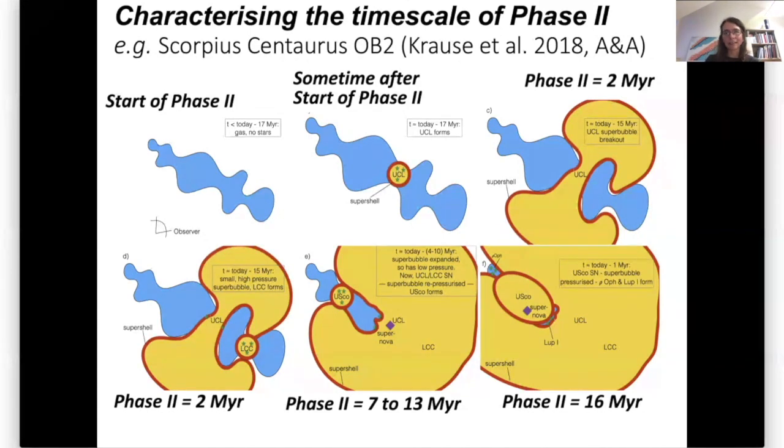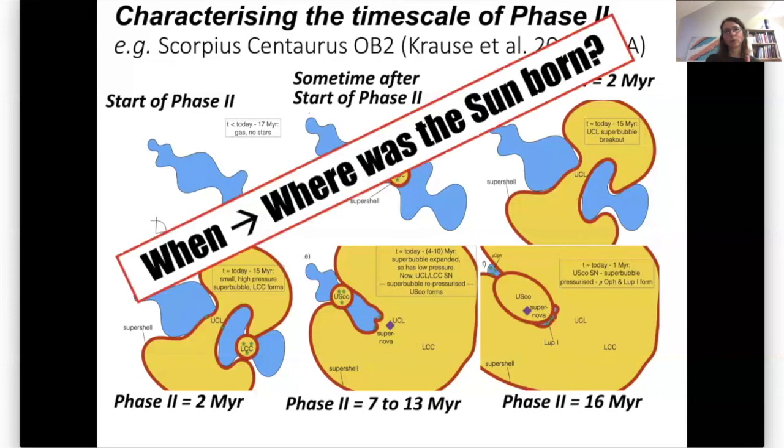So I can tell from when the star formed to where probably the sun was born, and so what kind of environment it was feeling. And this is at the moment just for fun, because I don't have a clear answer yet about this time that elapsed. But we're working on it.